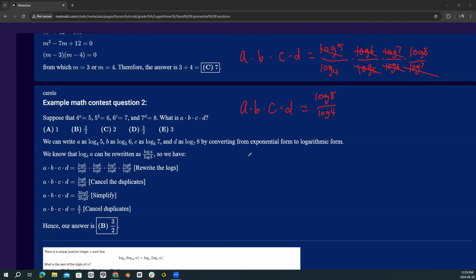For A times B times C times D, we can convert log 8 into 3 times log 2, and we can convert log 4 to 2 log 2. And as you can see, again, we have a duplicate here, so we cancel it, and A times B times C times D is equal to 3/2.